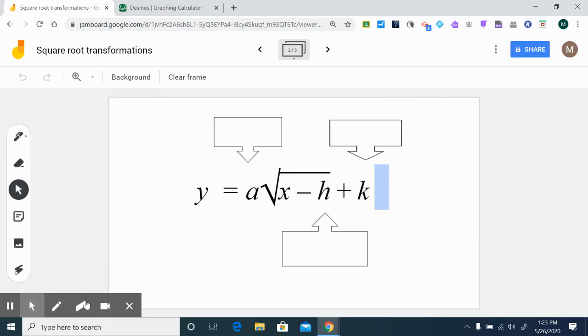Alrighty, so here we go with our transformations. The a value, again, if we have a negative a, that means we have a reflection across the x-axis.